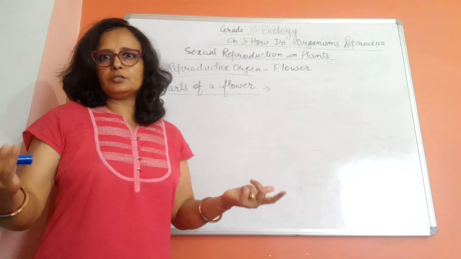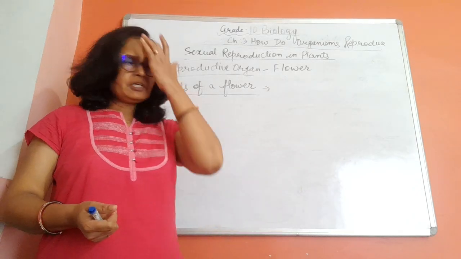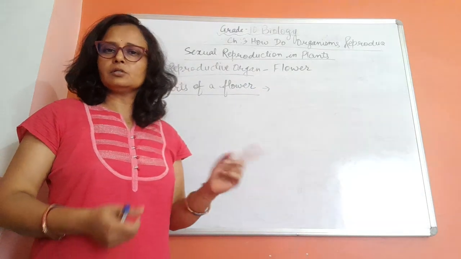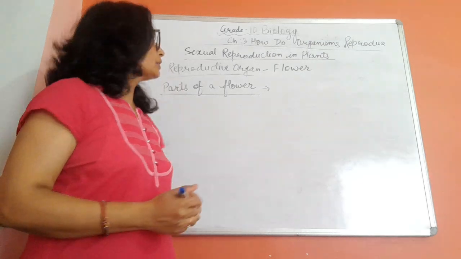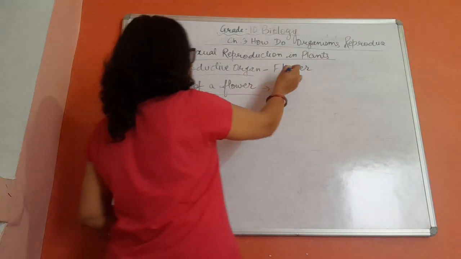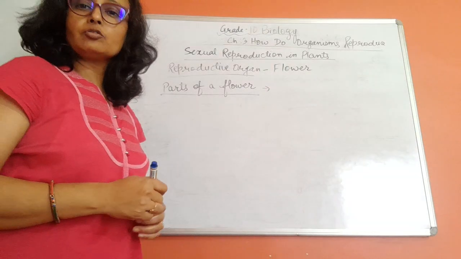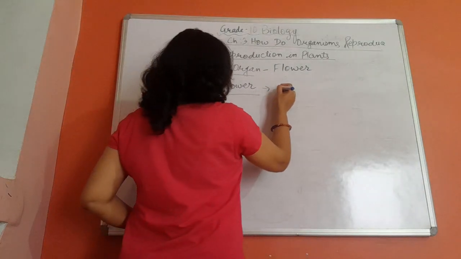For that we need to know what is the reproductive part of a plant. In vegetative propagation we studied about the vegetative parts of the plant. That was root, stem and leaf. And what is the reproductive part of a plant? Reproductive organ of a plant is flower. So we are going to study about flower, its parts. So what are the parts of a flower?